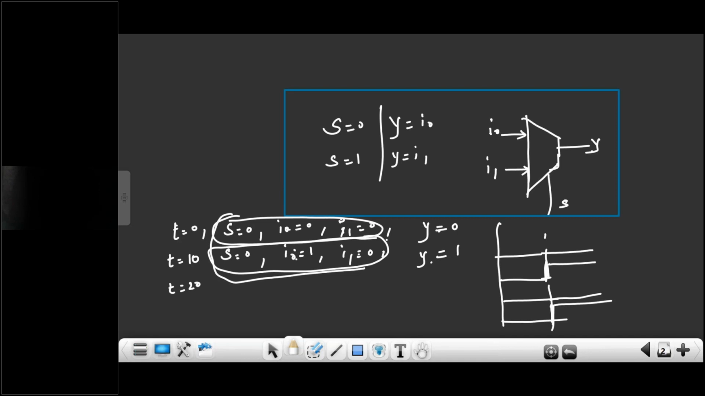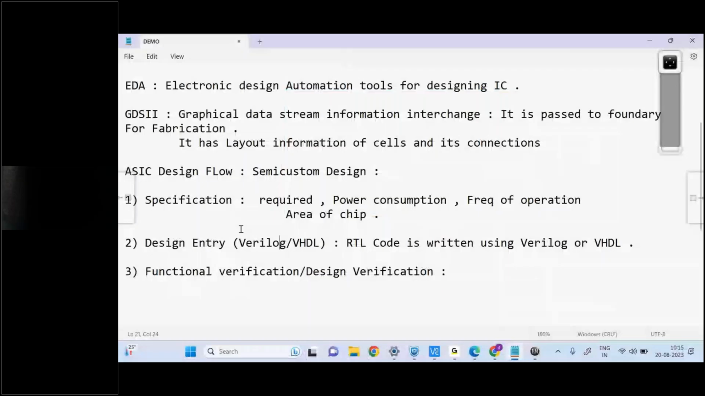If you are not getting the required results, then you have to revisit and modify your Verilog program. So for that reason, we do what? Functional verification or design verification. So what is functional verification?